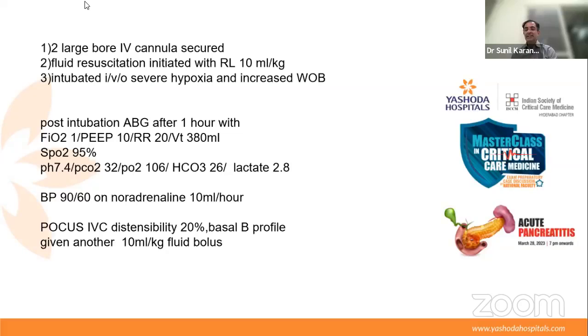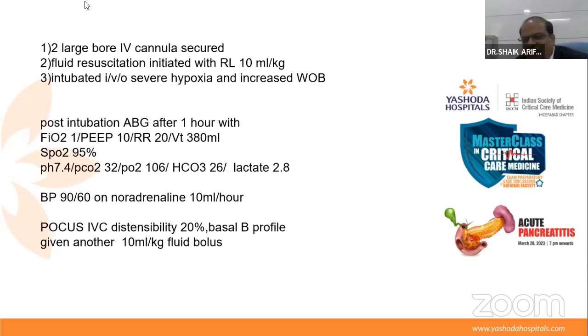So any idea about the ideal fluid for resuscitation in these patients? Sir, there are recent trials that compared RL and NS, where RL seemed to be a little more beneficial in reducing the SIRS response and organ dysfunction, as well as biomarkers like CRP, in a small study. So what is the drawback of normal saline? It causes hyperchloremic metabolic acidosis if you use it in large enough volumes.